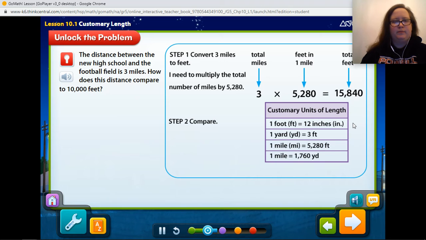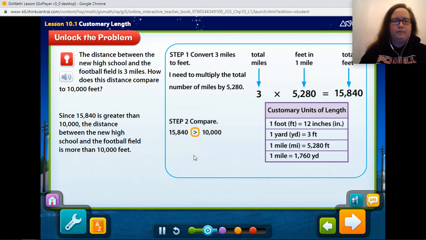Now that you know the total number of feet between the new high school and the football field, you can compare this distance to 10,000 feet. Is 15,840 feet greater than or less than 10,000 feet? 15,840 feet is greater than 10,000 feet. Since 15,840 is greater than 10,000, the distance between the new high school and the football field is more than 10,000 feet.